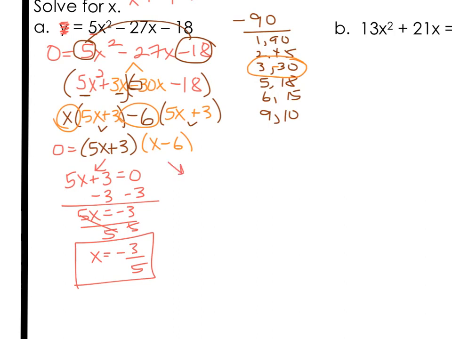The other parenthesis, this one's easy. X minus 6 equals 0. Move the 6 over. And the other x-intercept for this quadratic function is at positive 6.